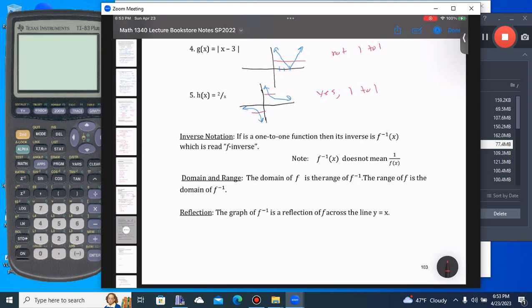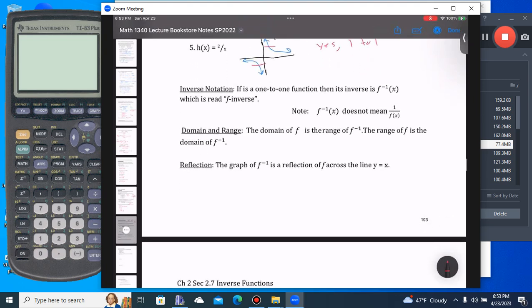And so we'll have f of x for your function and f of x with the -1 as a superscript be your inverse notation. This f with the superscript of -1 does not mean 1 over f of x. It just means that you're looking at your inverse function. The domain for your function is going to be the range for your inverse function, and the range for your function is going to be the domain of your inverse function. So your domain and range switch, basically, because your x and y's are switching.